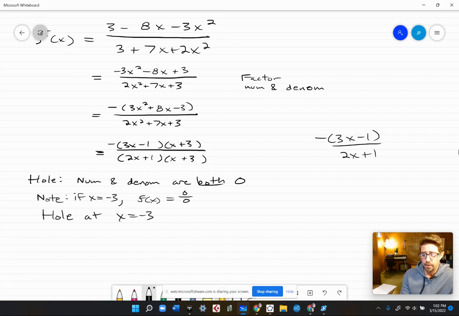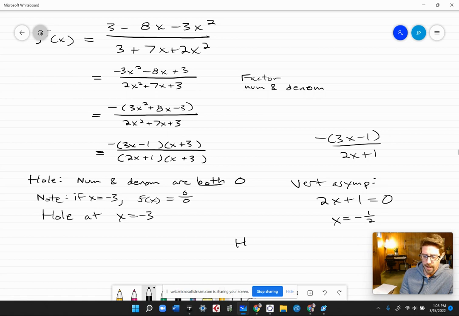Let's just finish the problem. The vertical asymptote happens when the denominator is 0. So we've canceled out everything we need to cancel out, and we found the hole. There can't be any other holes hiding in there. So the hole comes from the factor you cancel out. So the vertical asymptote is at x equals what? Negative 1/2. So just solve that equation for x.